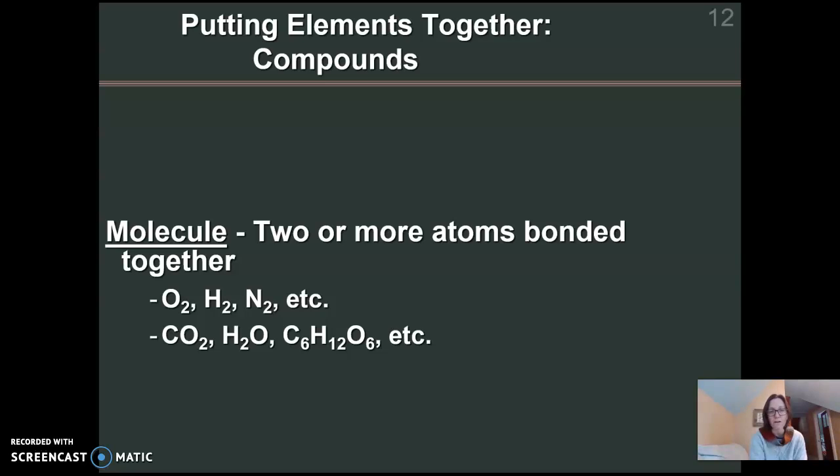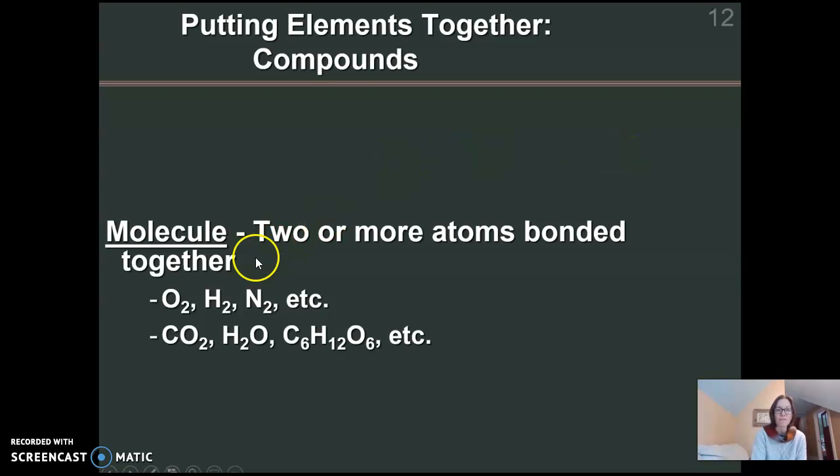So we're going to talk about these elements, but more often in botany and science, we talk about molecules, which are 2 or more atoms bonded together. Carbon is very interesting, but we usually see it in the form of carbon dioxide or glucose or starches. So that's where we're going with this. Two or more atoms bonded together makes a molecule.